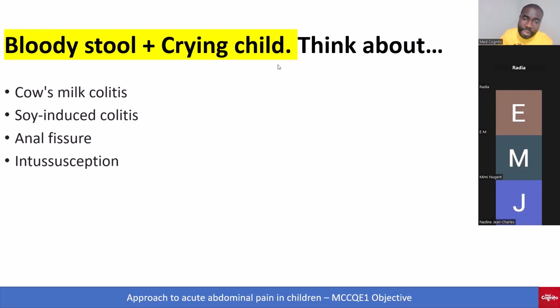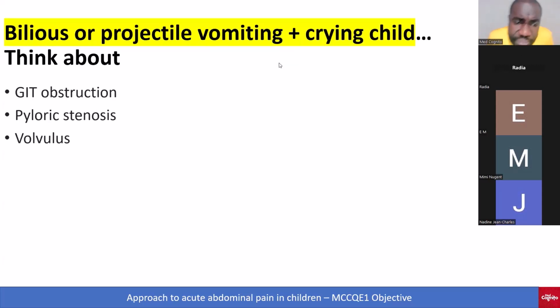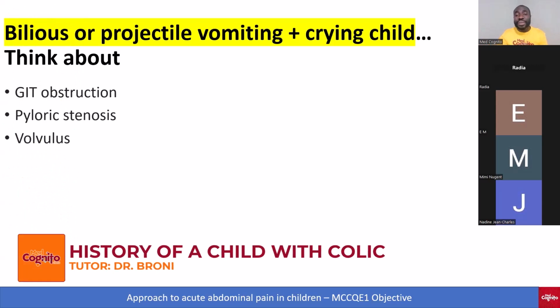Right? Okay, good. What about if I have a kid who has bilious or projectile vomiting and crying? What are my differentials? GI obstruction, pyloric stenosis, volvulus. Bilious or projectile vomiting plus crying: GI obstruction, pyloric stenosis, volvulus. So you realize that you thought we were just going to talk about colic, but we've added some stuff.